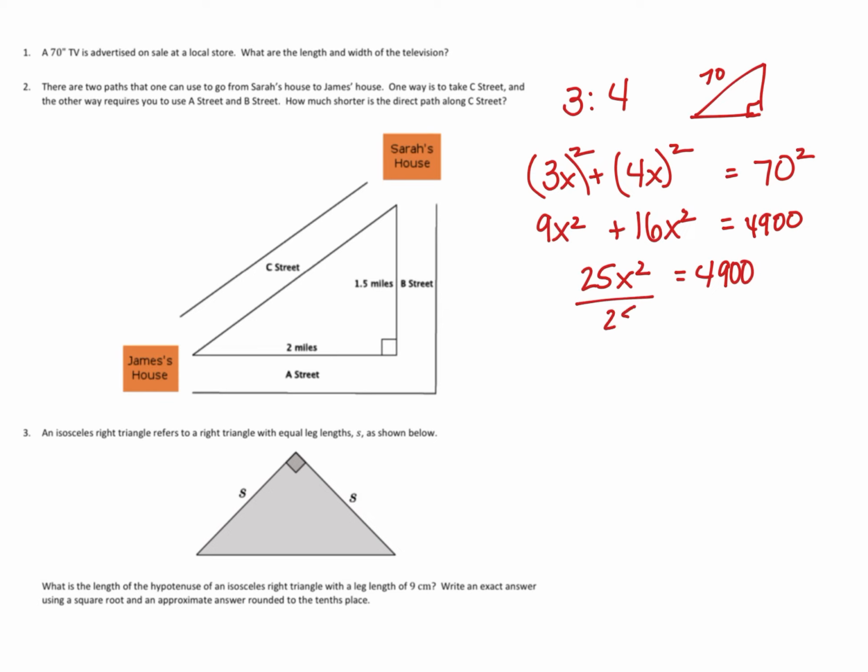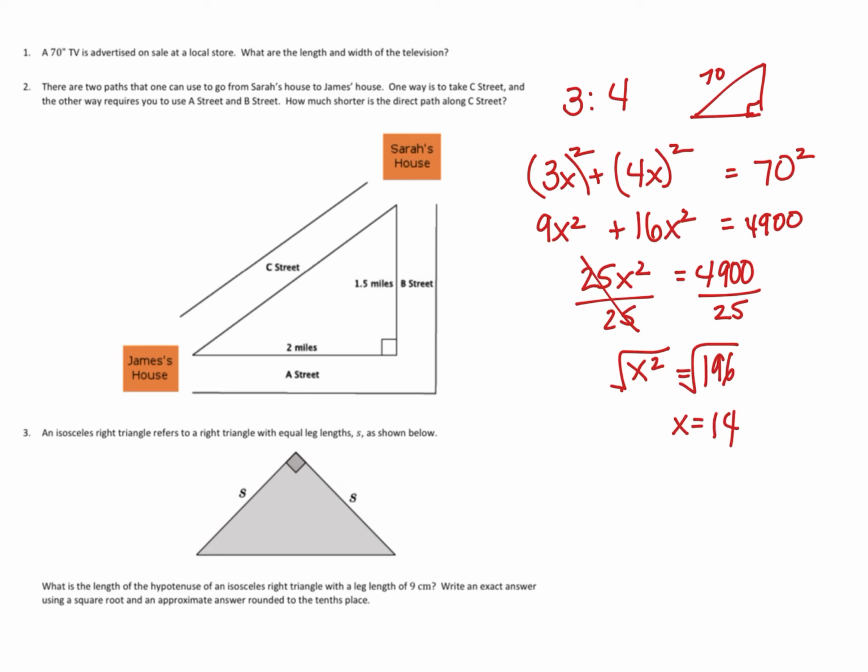Then you can divide by 25. The 25s divide out, and we're left with x squared. And then on the other side, we have 196. Then I can figure out x by taking the square root of both sides. And x is 14. But that doesn't mean the side length is 14.